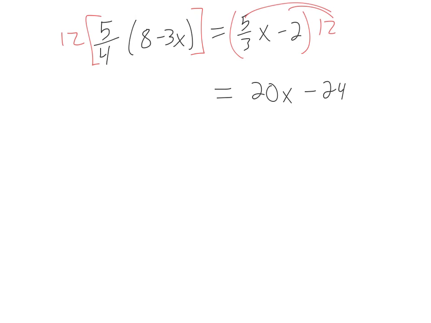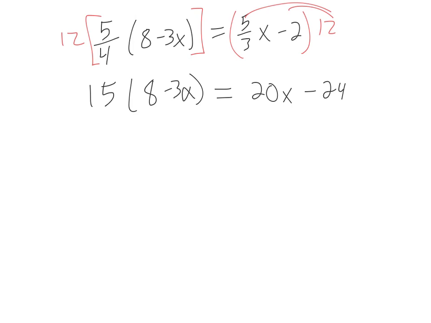So 12 times 5 is 60, divided by 4 is 15. So 12 times 5/4 is 15. So I'm going to write in 15 here times 8 minus 3x. Again, you only have to multiply two of them because it's not distributive. It's not times a sum.